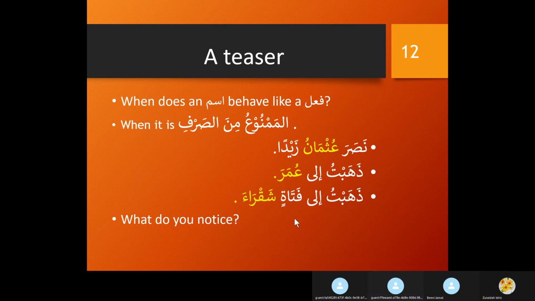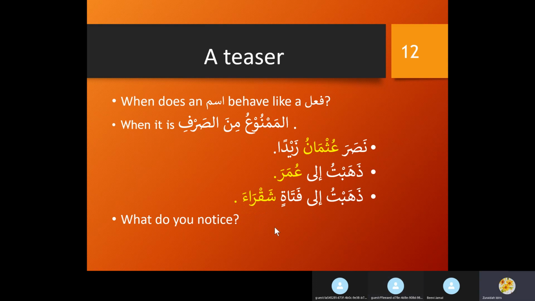Okay. This one? Also supposed to be kasra. And one is light, and one is heavy. So this one has to be heavy as well, by right. By right.